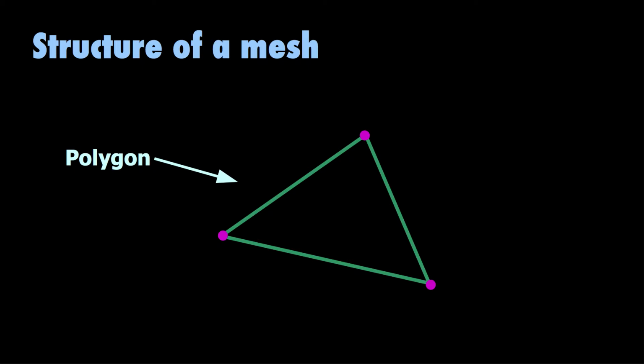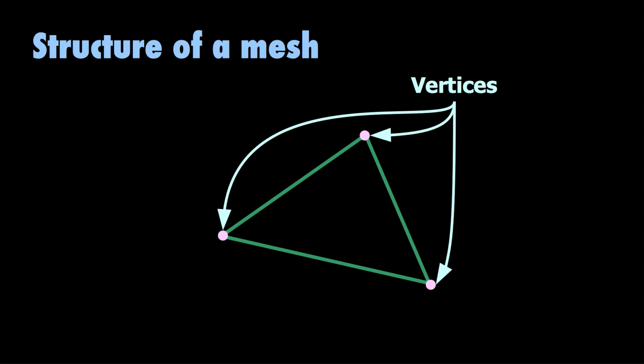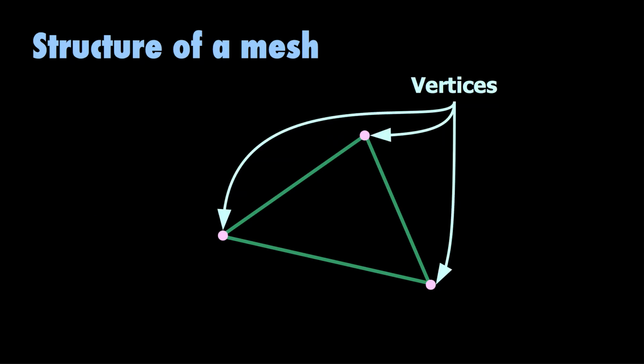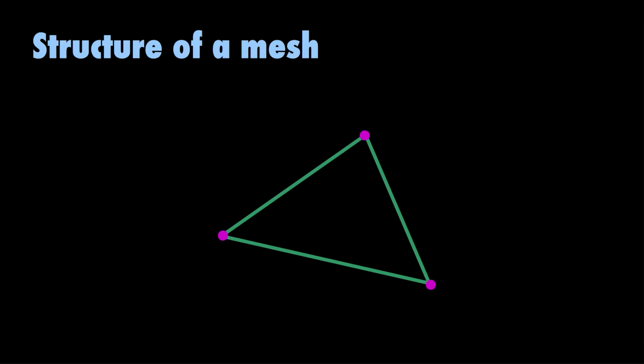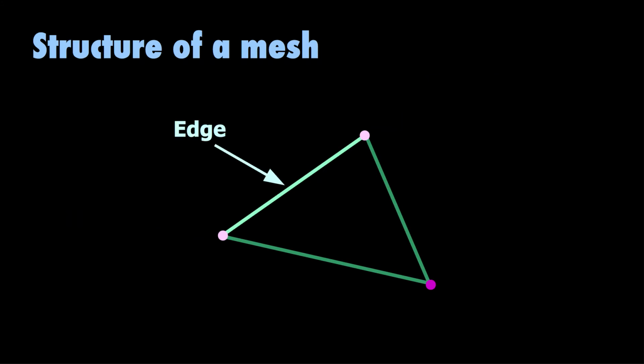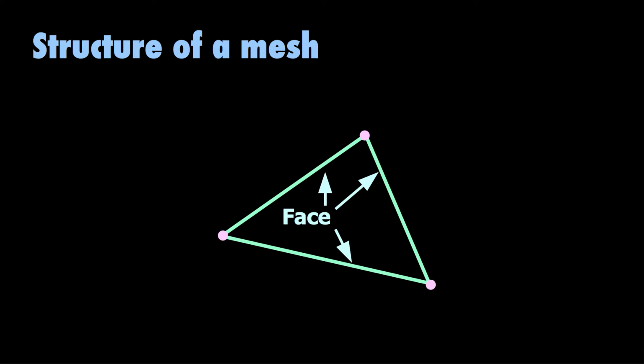A single point of a polygon is called a vertex. Multiple points are called vertices. Remember that. One vertex, multiple vertices. Way too many people get this wrong. You don't want to be one of those. If you take a vertex and connect it with another one, you have an edge. Connecting multiple edges in a closed loop defines the polygon's face.